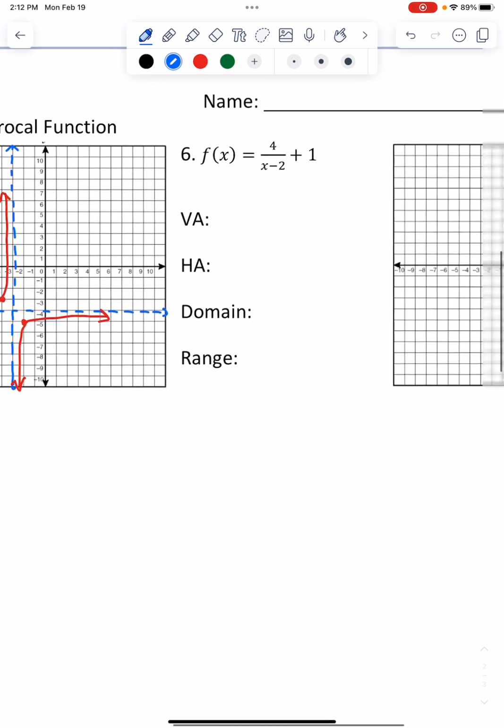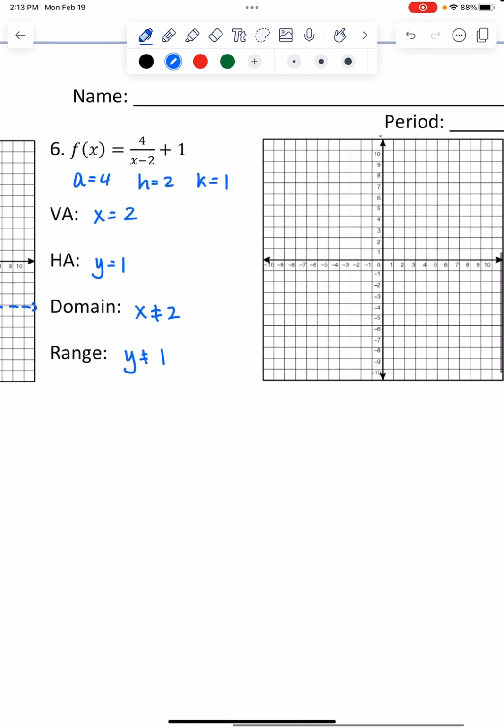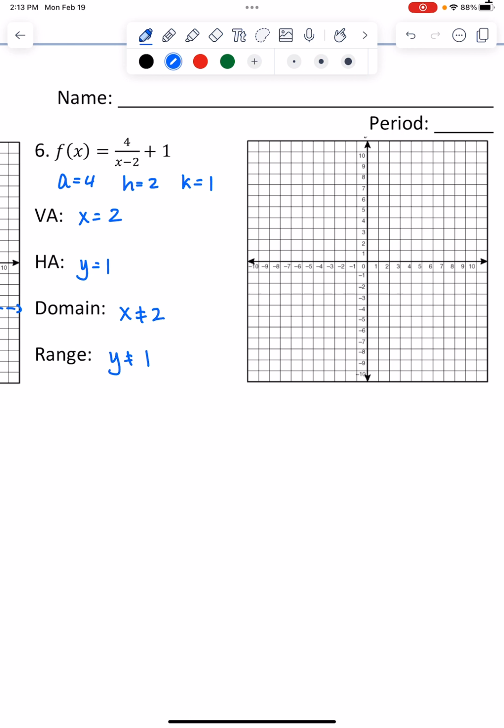And then last one here, again, identify. A is 4, h would be +2, k would be +1. So x equals h for our vertical, y equals k for the horizontal. The domain, x can't be 2, and the range, y can't be 1. So vertical asymptote at 2, horizontal at 1.